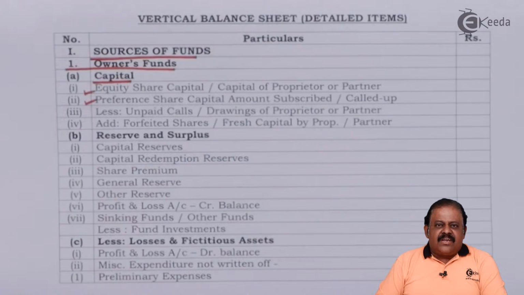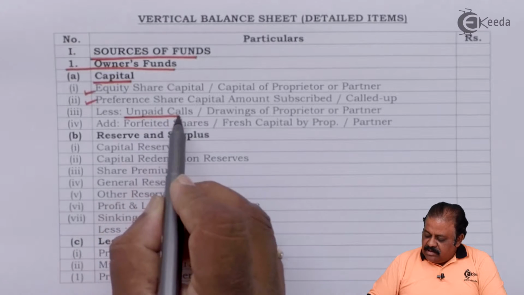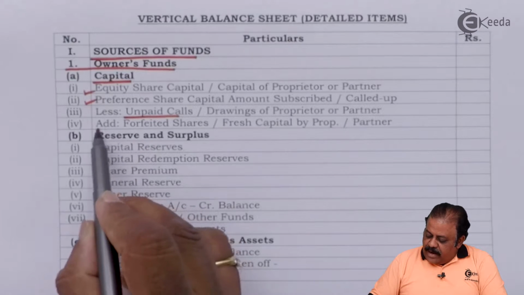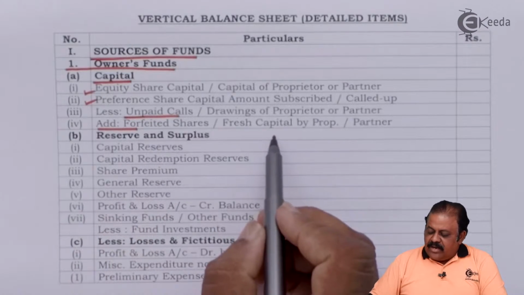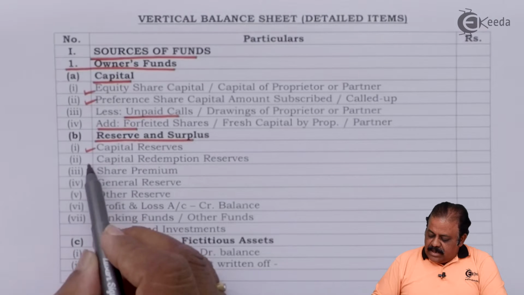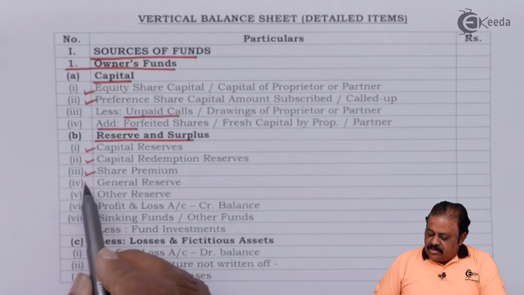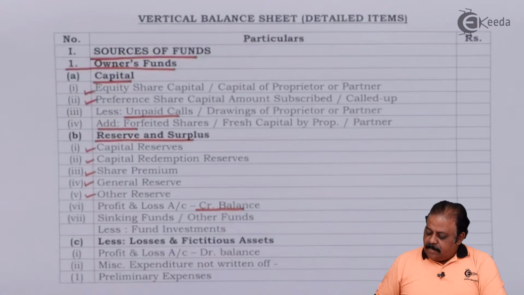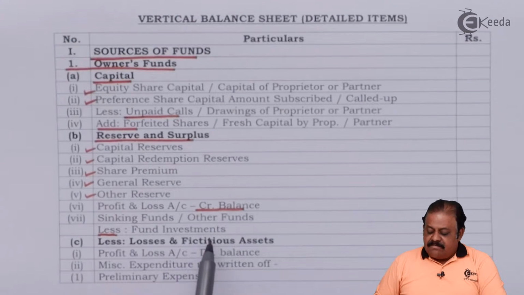Any calls in arrears, we are required to deduct. In case of proprietor's capital, we are required to deduct drawings. We have to add the forfeited shares amount or any additional capital brought by the proprietor or partner during the current year. The next item is reserves and surplus, that is retained earnings, like capital reserve, capital redemption reserve, share premium, general reserve, other reserves, profit and loss account credit balance, that is surplus, sinking fund, and other funds, minus funds which are invested.